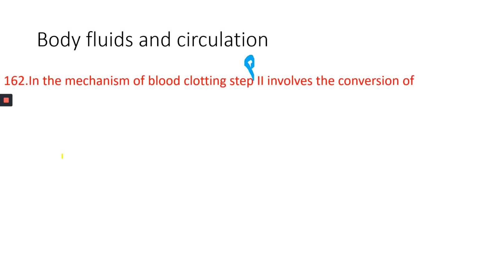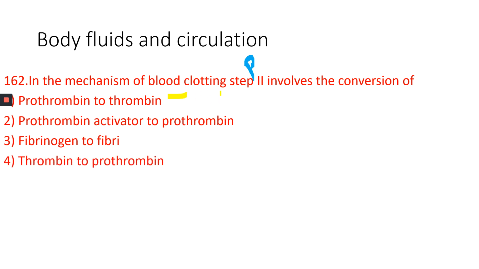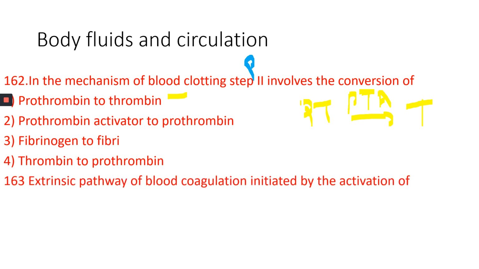Next, 162. In the mechanism of blood clotting, step 2 involves the conversion of prothrombin to thrombin. What is the option? Prothrombin is converted to thrombin. Who converts that? Prothrombin is converted to thrombin by prothrombin activator or thrombokinase. That happens in the second step.